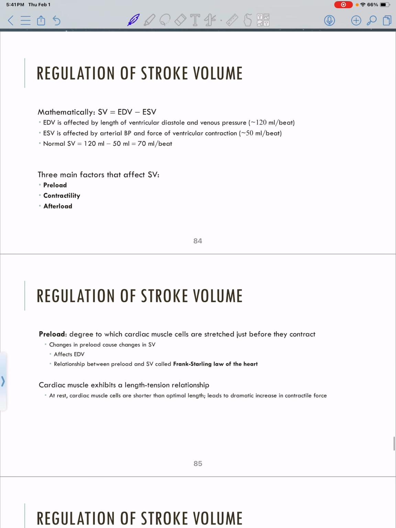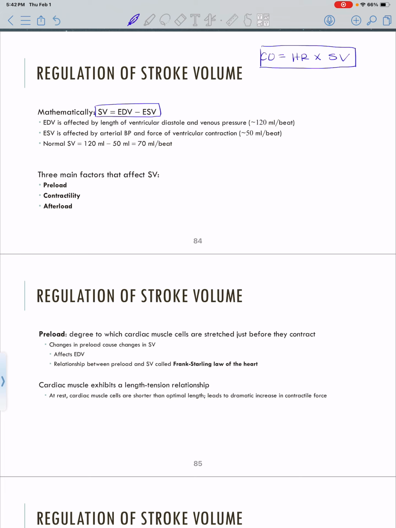Okay, so again, when we talk about cardiac output, we said that that is heart rate times stroke volume. What we're going to focus on is factors that affect stroke volume, and if they increase stroke volume, they automatically increase cardiac output. If they decrease our stroke volume, they're going to decrease our cardiac output. So how do we figure out our stroke volume, or the amount of blood that's pumped out of each ventricle every beat? Well, there's a formula, and our stroke volume is our end diastolic volume minus our end systolic volume.